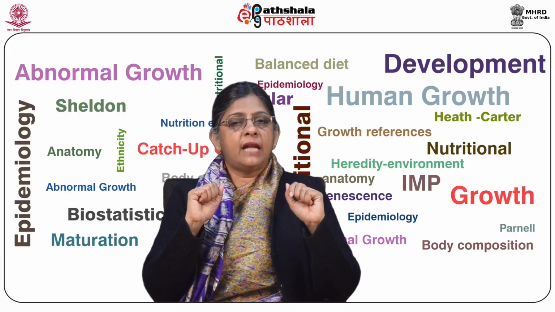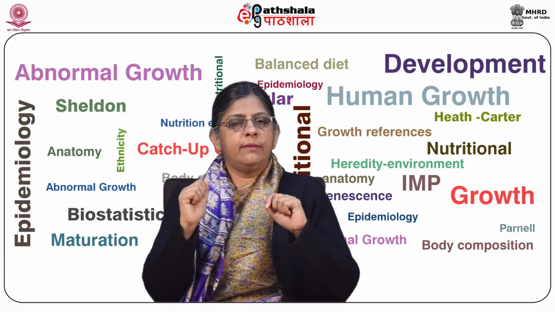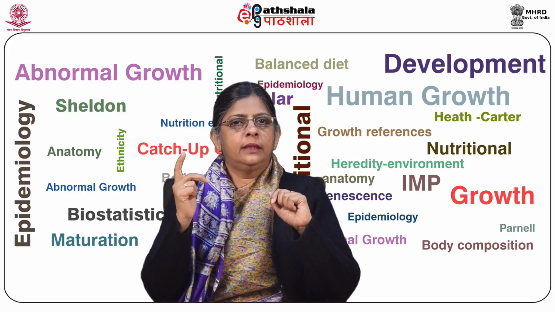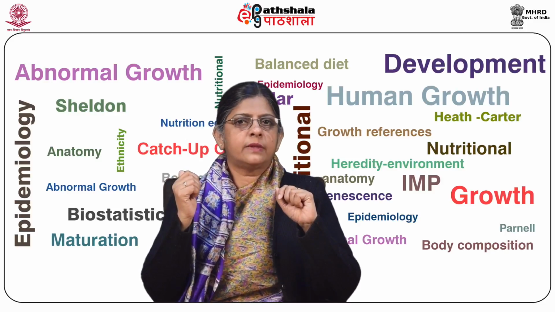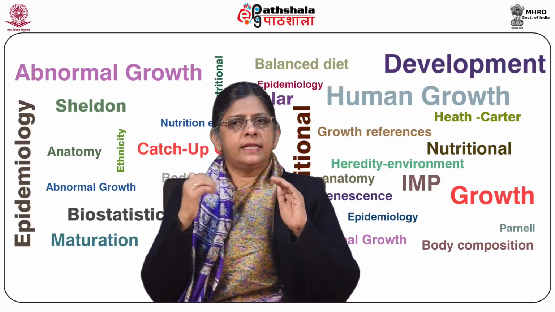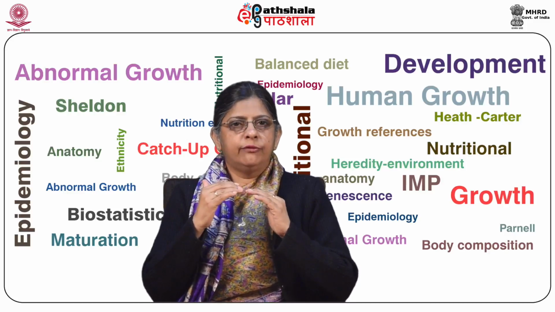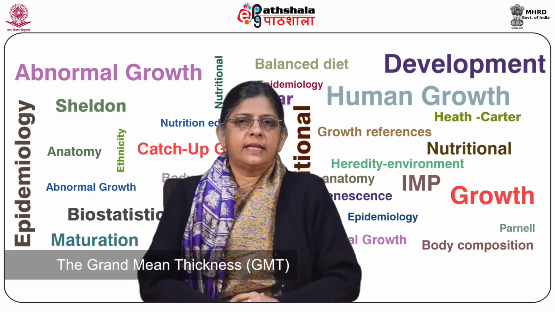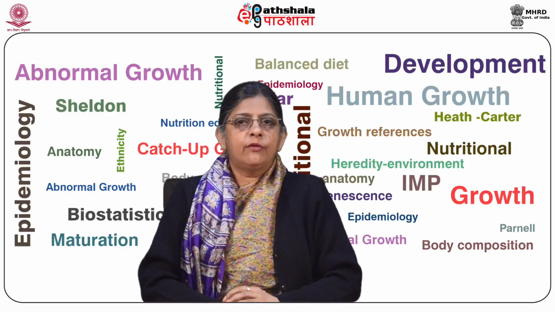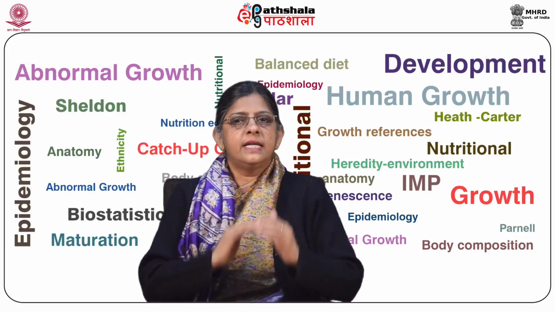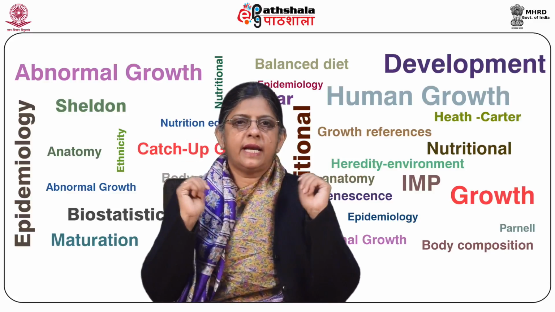Skin fold thickness can be measured at different sites, namely subscapular skin fold, suprailiac skin fold, abdominal skin fold, calf medial skin fold, calf posterior skin fold, biceps skin fold, triceps skin fold, thigh skin fold, etc. It all depends on what purpose you need the skin fold for. The grand mean thickness, that is the GMT, can be derived from the sum of the skin fold measurements divided by the number of the skin fold sites.